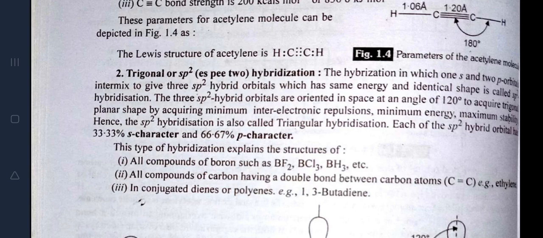Each sp2 hybrid orbital has 33.33% s character and 66.67% p character. This type of hybridization explains the structures of all compounds of boron such as BF3, BCl3, BH3, etc. It also applies to all compounds of carbon having a carbon-carbon double bond, that is ethylene, and conjugated dienes or polyenes, that is 1,3-butadiene.